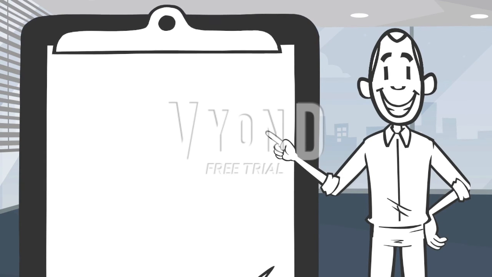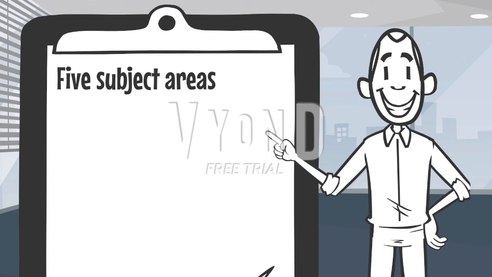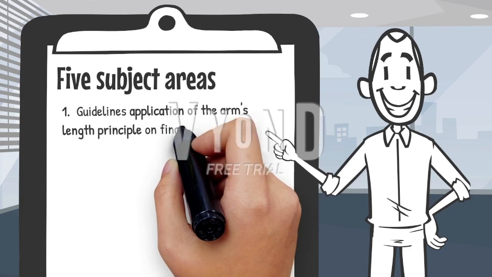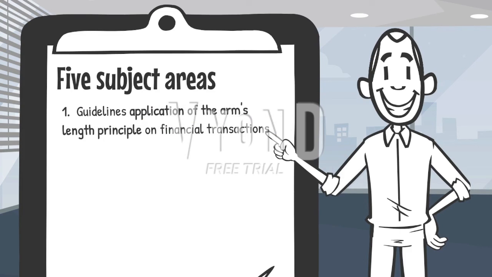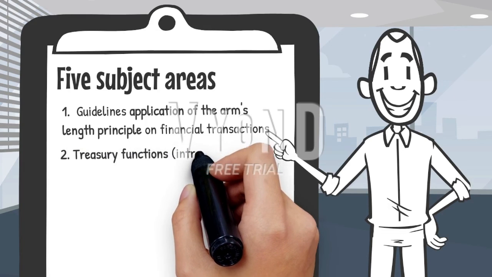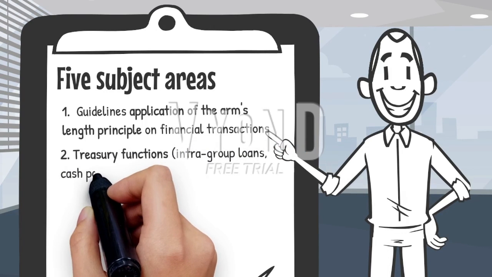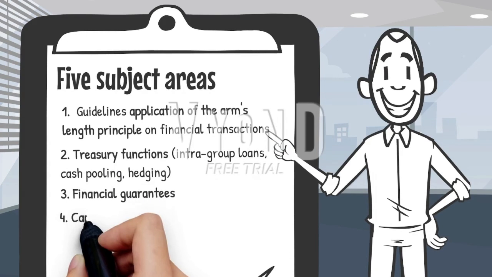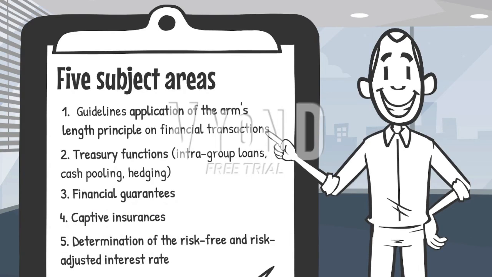The chapter is divided into 5 main sections, including: first, the guidelines' application of the arm's length principle on financial transactions. Second, treasury function, including related transactions such as intragroup loans, cash pooling and hedging. Third, financial guarantees. Fourth, captive insurance, and lastly the determination of the risk-free and risk-adjusted interest rate.